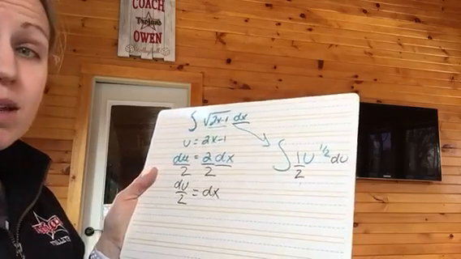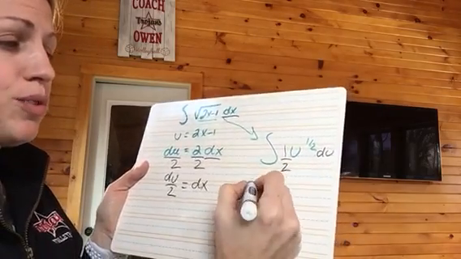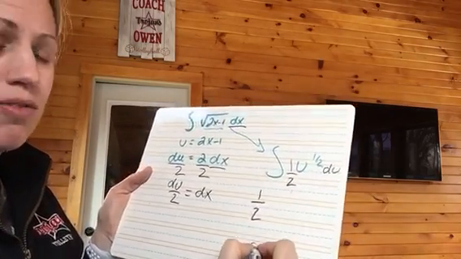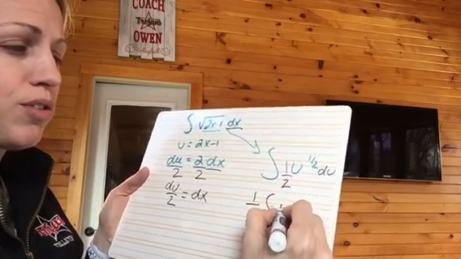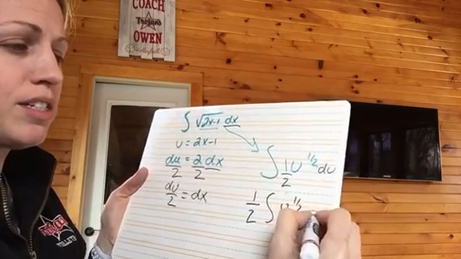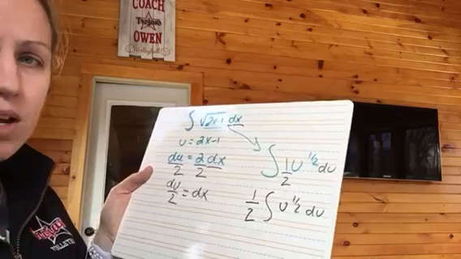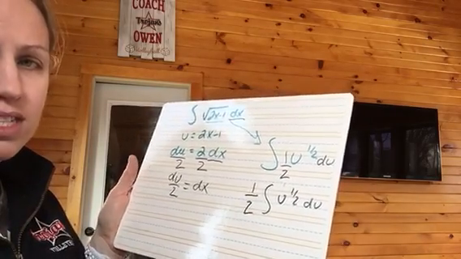Okay. It is acceptable, and some of you may enjoy actually putting the 1/2 out in front of your integral. So 1/2 the integral of u to the 1/2 du, especially when we start to add in bounds and we're integrating from one thing to the next thing.